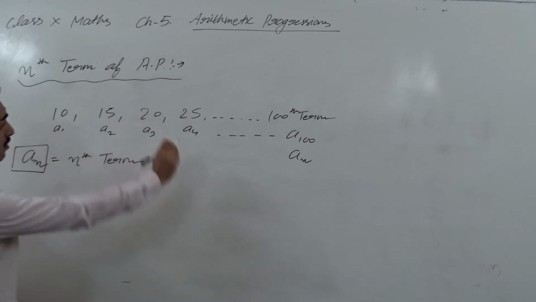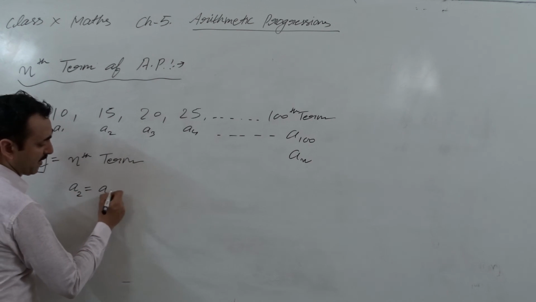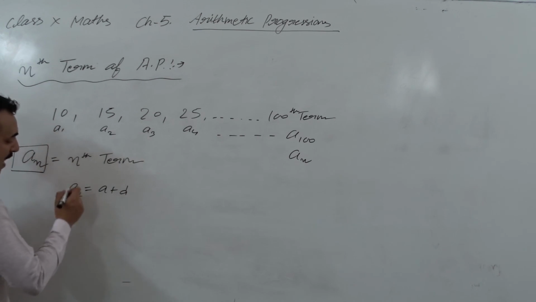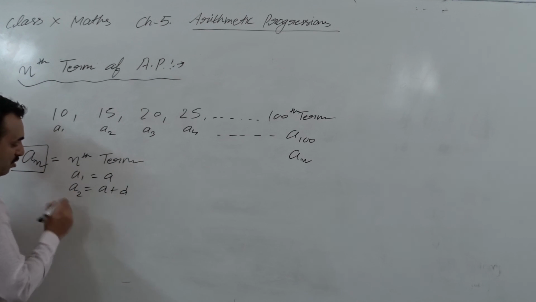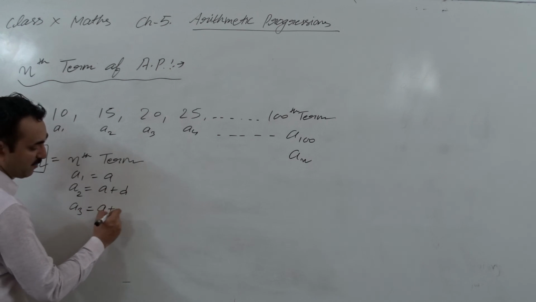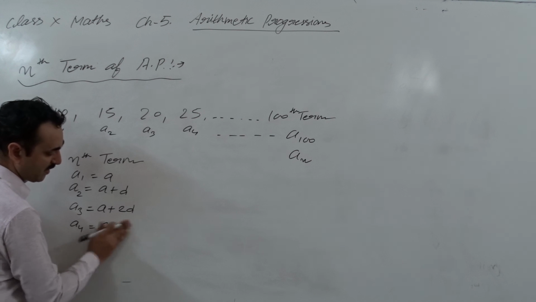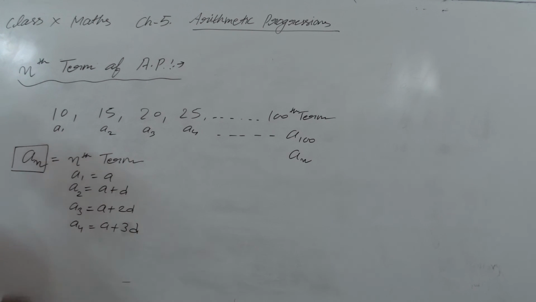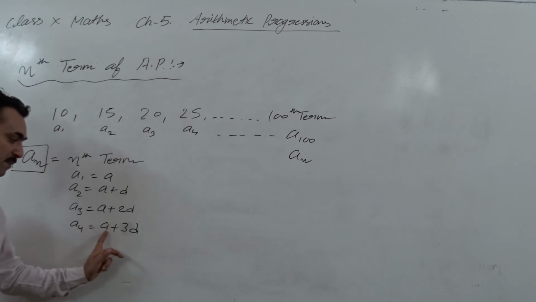Earlier we understood that when you find A2 you write A plus D, right? And A1 is equal to A, so there is no D. Now to find A3, you write A plus 2D, and then A4 is A plus 3D, correct? This is a very important topic. A1 is A, A2 is A plus D, A3 is A plus 2D, A4 is A plus 3D.